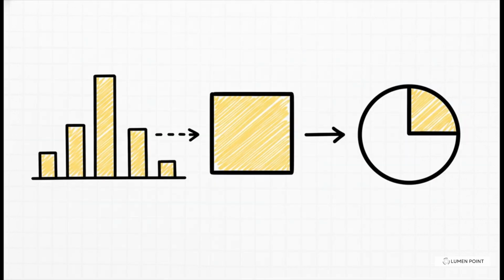Now this is where things get really weird. You can't just look at the state vector and read off the answer.